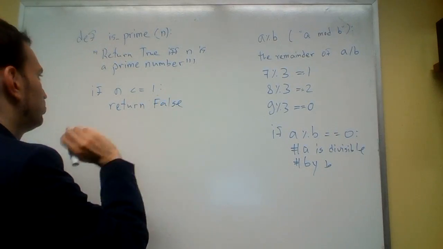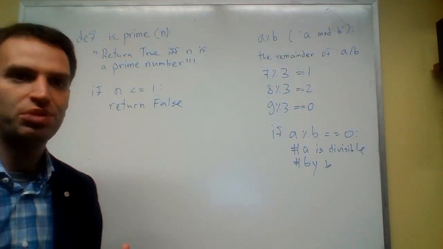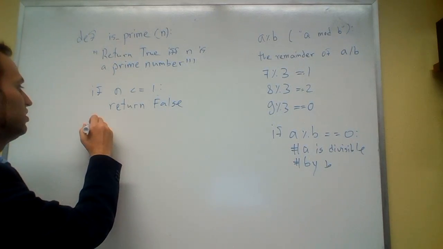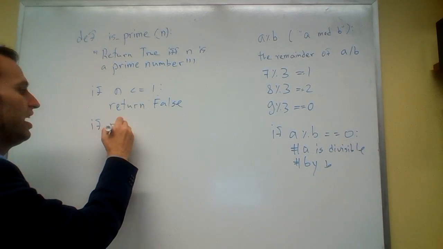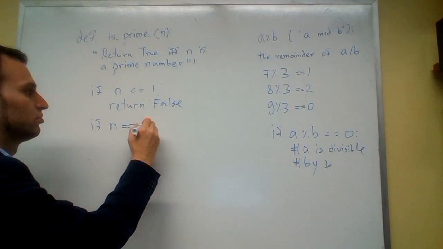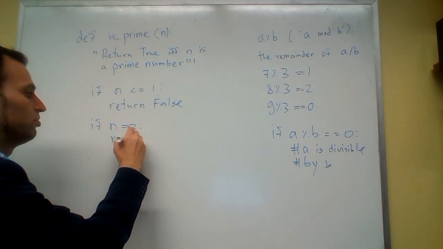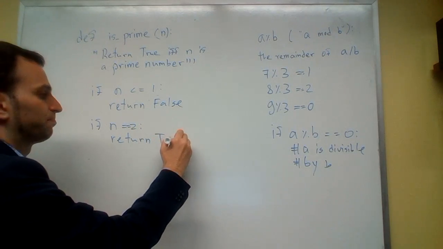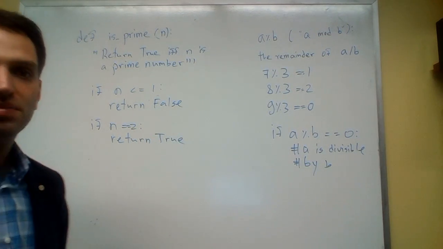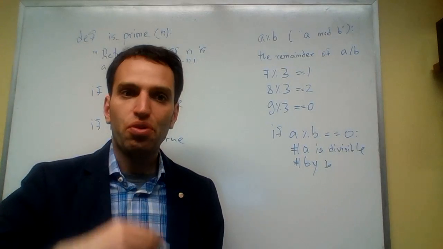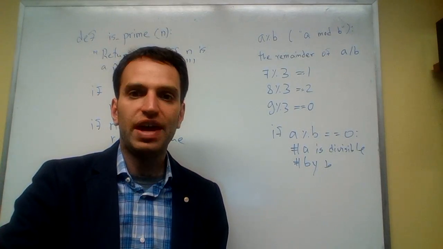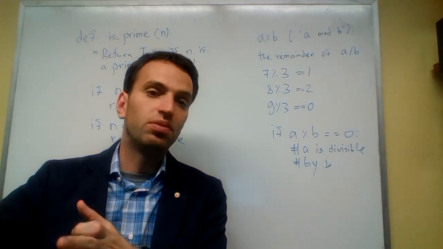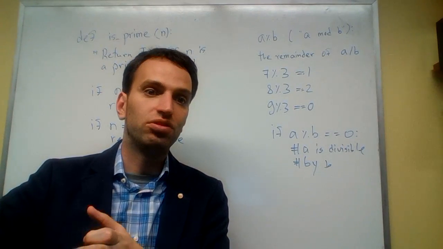Another special case, which we don't strictly speaking have to worry about, we can incorporate it later on, is that n is equal to 2. So we can say if n is equal to 2, then it's for sure prime because 2 is prime by definition. The next thing I want to do is go through every possible divisor of n and check whether n is divisible by that particular potential divisor.